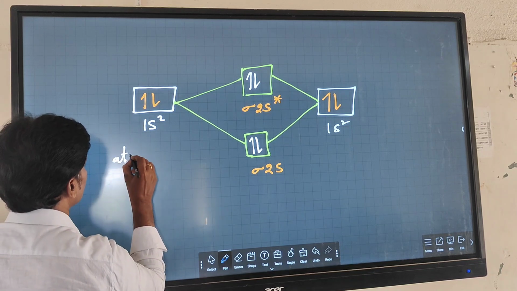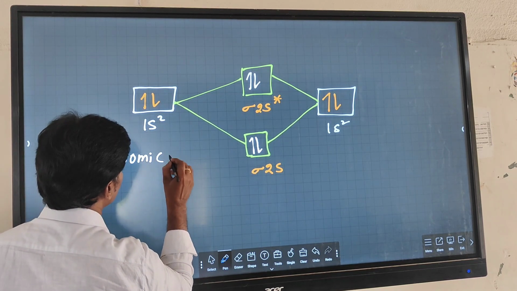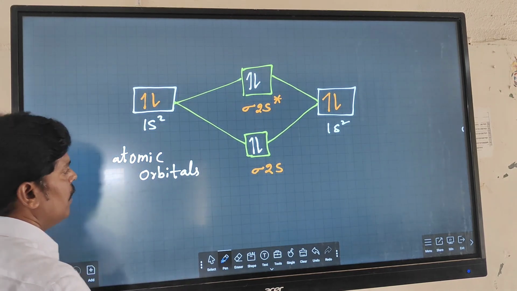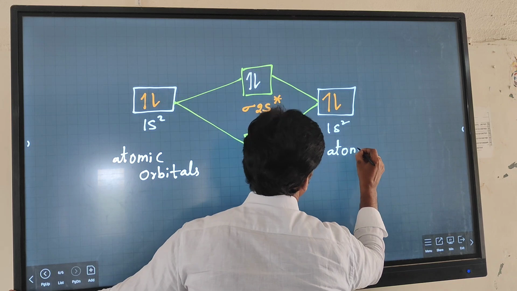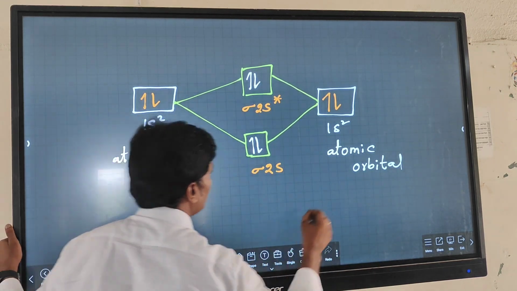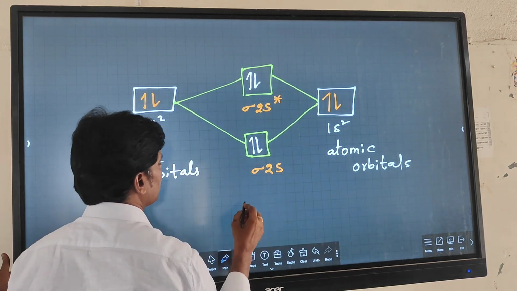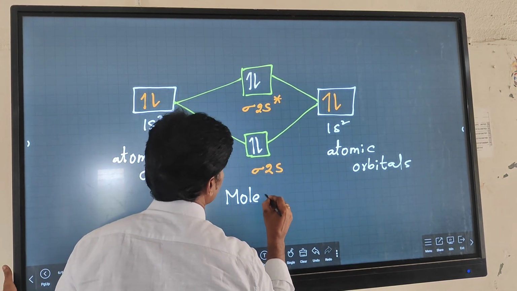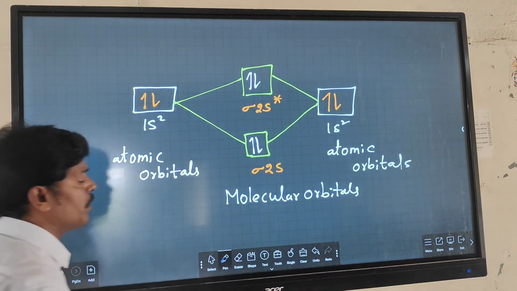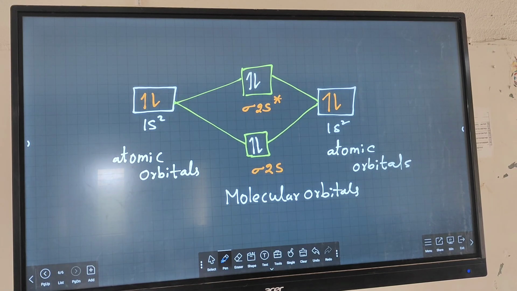It is atomic orbitals, on the left side of these diagrams. These orbitals come from atoms, and this one also is atomic orbitals. So what is important in these diagrams? Molecular orbitals. The middle part of the diagram is the molecular orbitals. We note down molecular orbitals. Atomic orbitals combine together to form an equal number of molecular orbitals. The distribution of electrons in molecular orbitals follows the laws of electronic configuration.